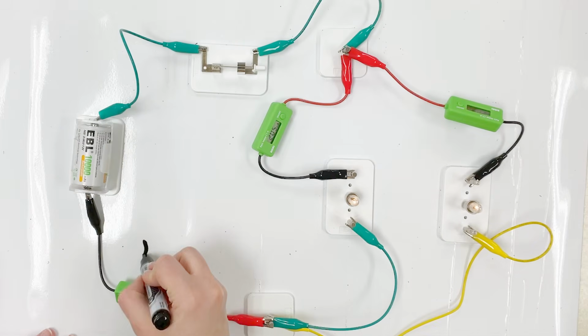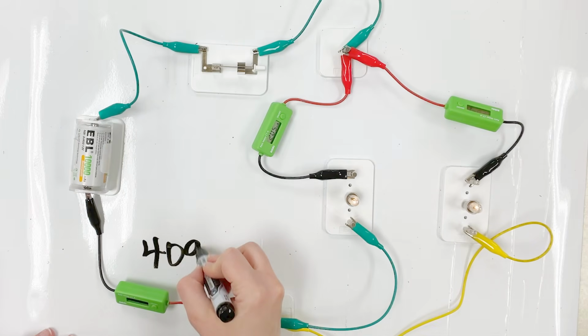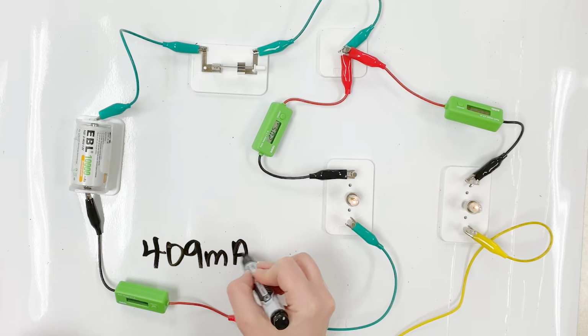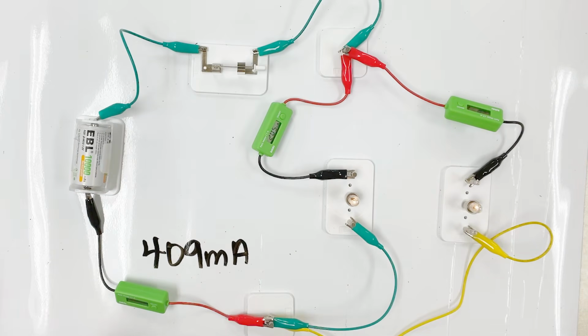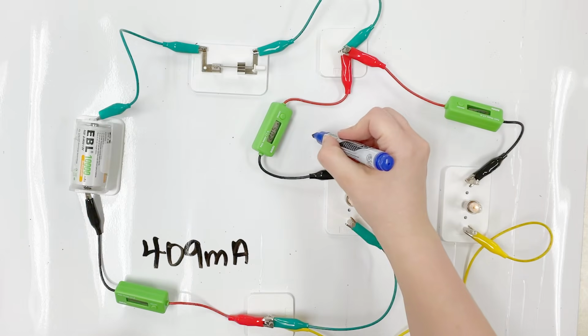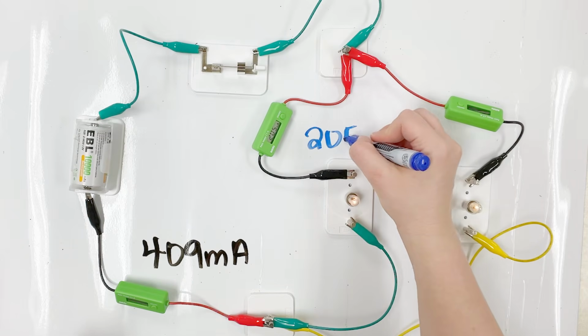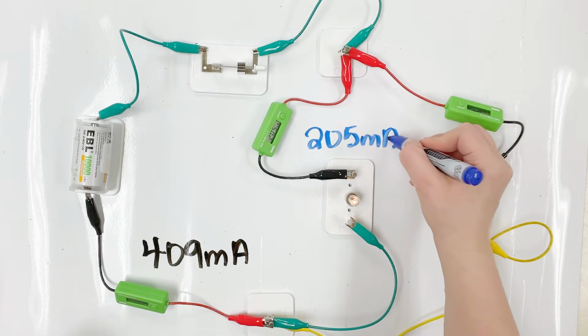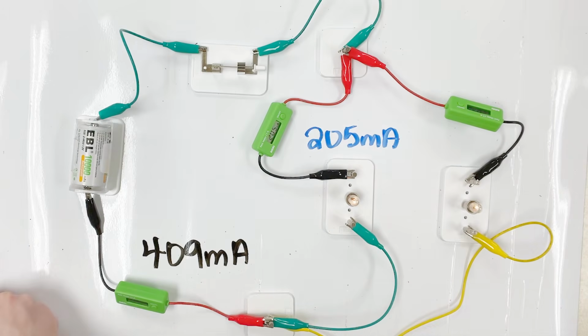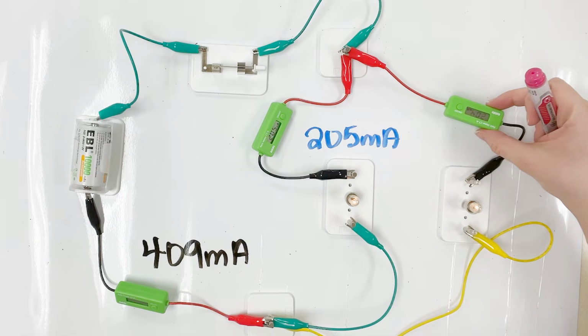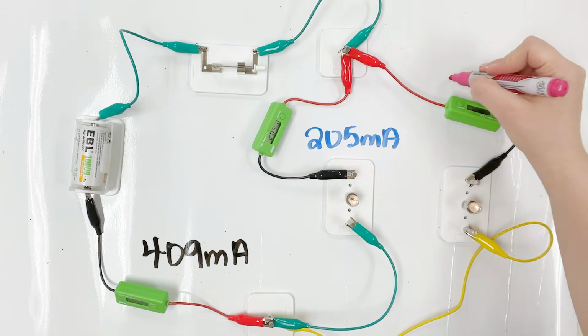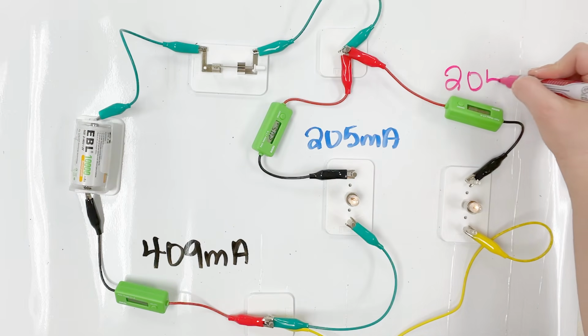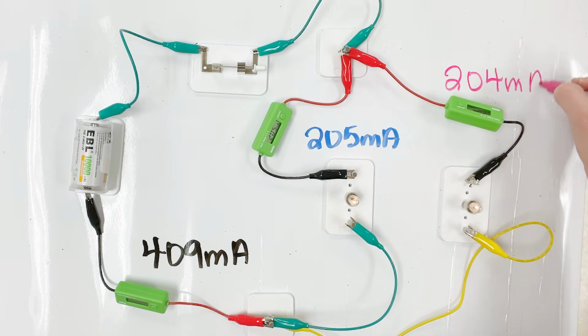This helps students build the rule that current is the same everywhere in a series circuit. Now let's look at current in a parallel circuit. Here, students build a parallel circuit with an ammeter in each branch to measure the current through each bulb, and another ammeter placed after the junction where the paths recombine. The first bulb reads 205 milliamps, the second reads 204 milliamps. When the students measure the current after the junction point, the ammeter reads 409 milliamps.